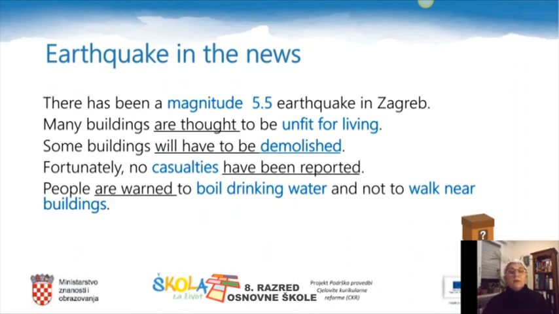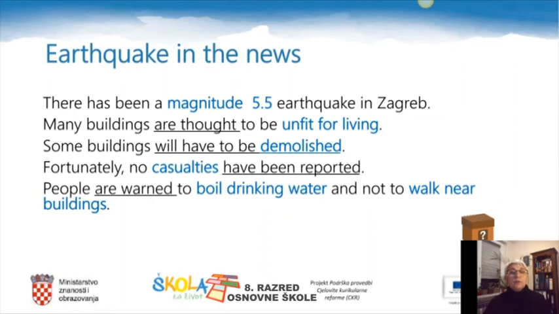The verbs are: buildings are thought to be, buildings will have to be demolished, casualties have been reported, and people are warned to boil water and not to walk. And the words are: magnitude of the earthquake. Do you know what that is?